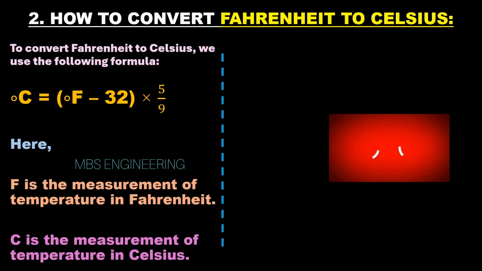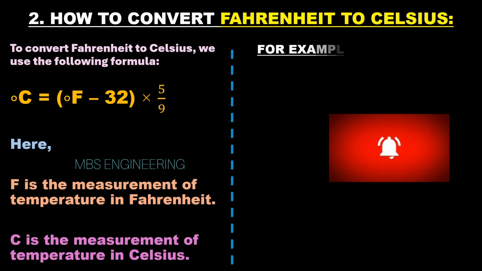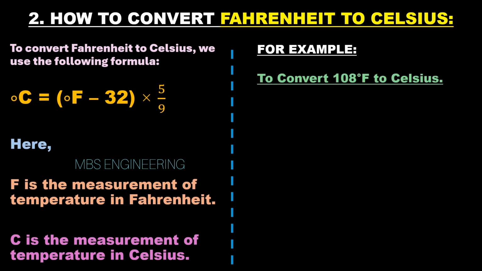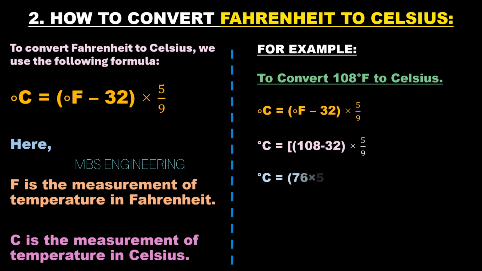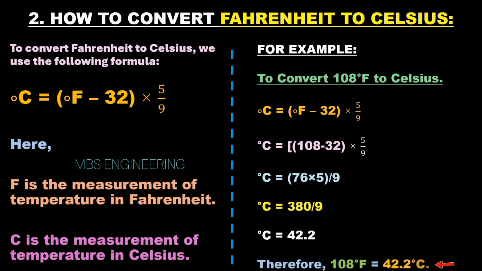Next, we will learn a sample example for conversion of Fahrenheit to Celsius. Convert 108 degrees Fahrenheit to Celsius. Given data: the temperature is 108 degrees Fahrenheit. To convert Fahrenheit to Celsius, we use the formula: degrees Celsius = (degrees Fahrenheit minus 32) × 5, and the obtained value is divided by 9. Apply the given data. We need to convert the temperature to Celsius. Please refer to the step-by-step calculations. Therefore, 108 degrees Fahrenheit is equal to 42.2 degrees Celsius.